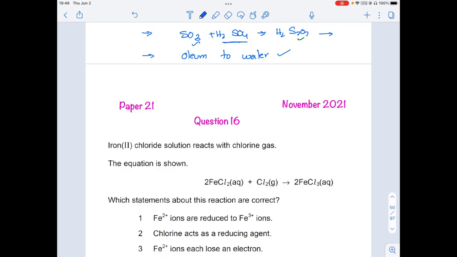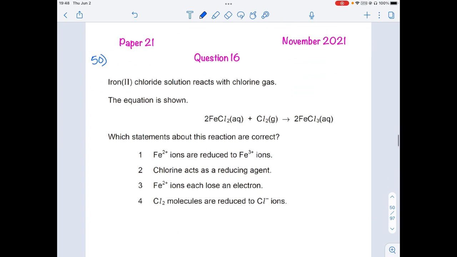Coming to the next question, question number 56, which is from November 2021, paper 21, question number 16. Iron 2 chloride reacts with chlorine gas. The equation is given below. It is all asking about reducing, oxidizing, and so on. So what am I going to do? I am going to write down the oxidation states. So iron over here is +2 because chlorine is -1, whereas this chlorine is in molecule form, so 0. And iron over here is +3 because chlorine is -1.